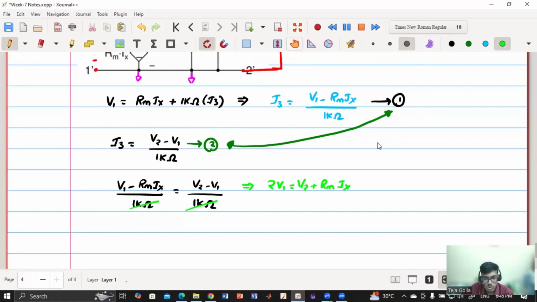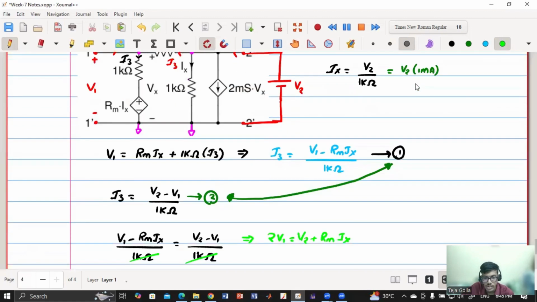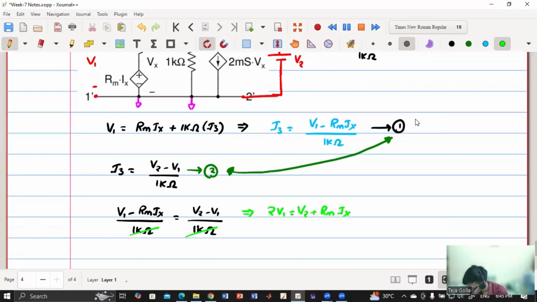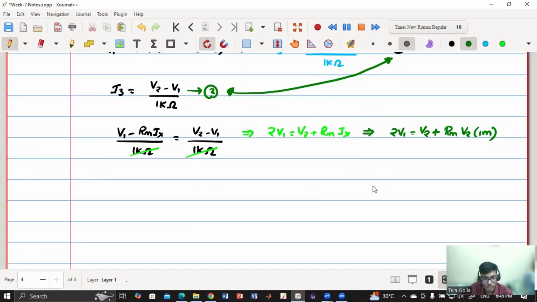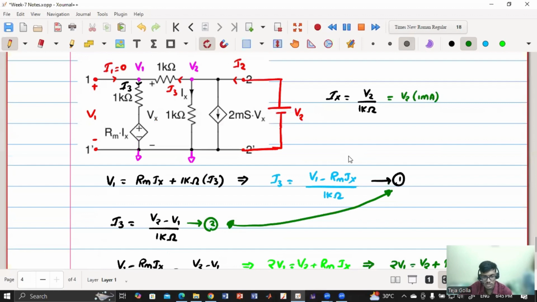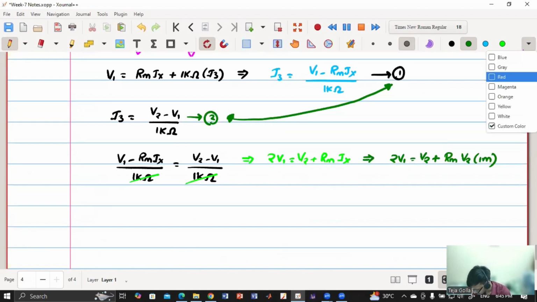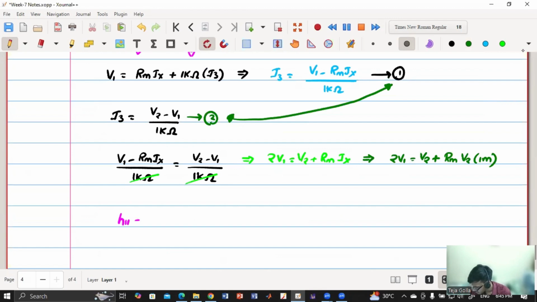But I also know Ix. Ix is V2 into 1 milliampere, right? So from this I'll get 2V1 equals V2 plus Rm into V2 into 1 milli. Now from this I can get my parameter, which is what I want, H12, which is V1 by V2. So the parameter I was trying to find is V1 by V2 when I1 equals 0.